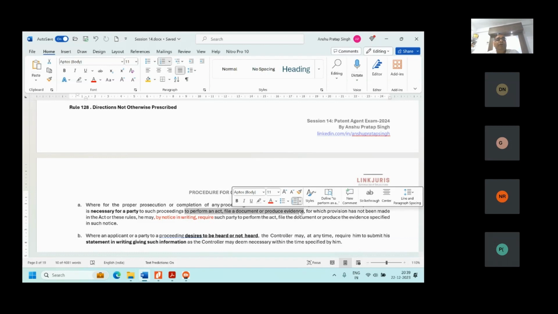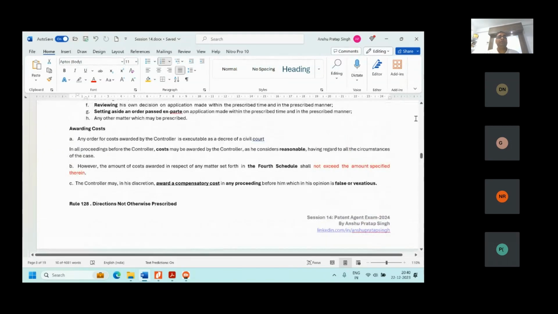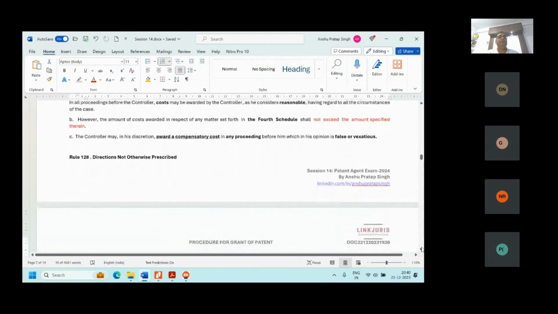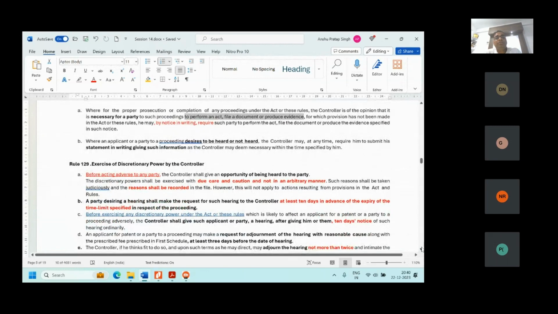So this is a residuary power. That means if he feels that it is required for the proceeding, it is necessary, then he can give a direction to that effect. If someone wants to be heard or not heard, the controller can ask him to submit his statement in writing, giving all that information which the controller deems necessary. So yes, this is how he can use his powers for which nothing has been prescribed. So these are the directions he can give. Then 129 talks about the discretionary power. Discretionary power is simple.